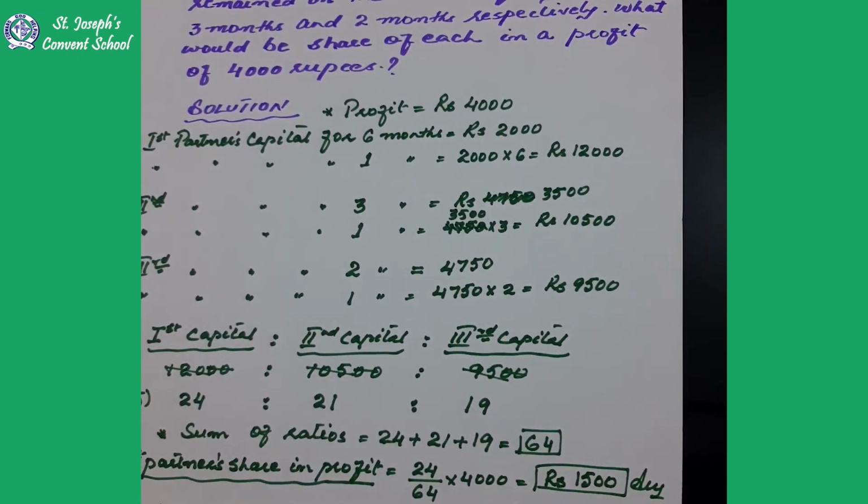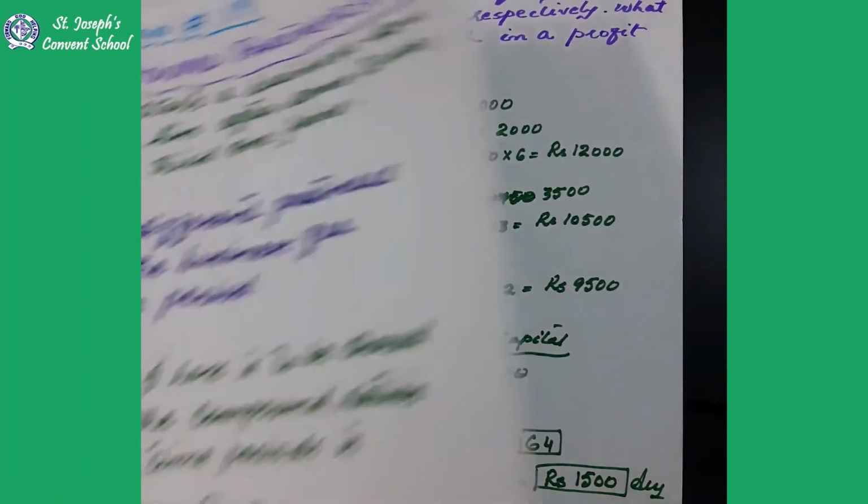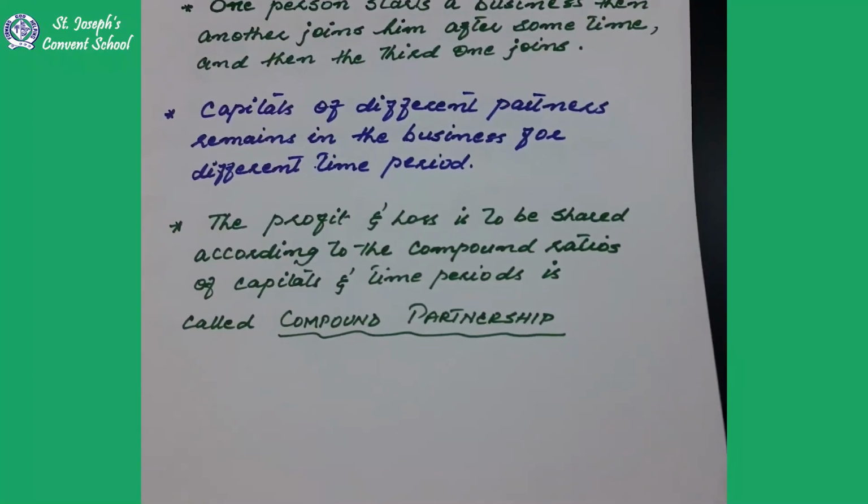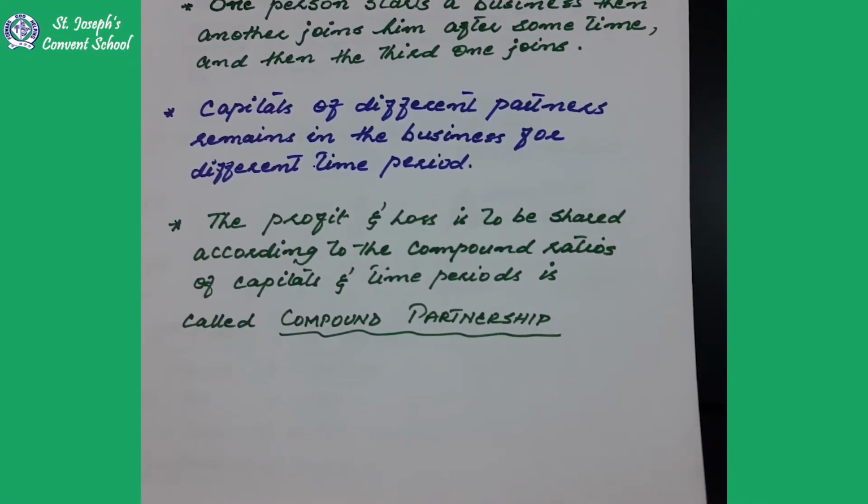I hope you have understood all of these lessons, all these examples. Copy it in your exercise book, and only these 3 questions you have to do from this exercise. These 3 are based on this topic, compound partnership. Okay, so our topic is complete. Chapter is also complete. This chapter number 5 is finished now. We have completed chapter number 5.